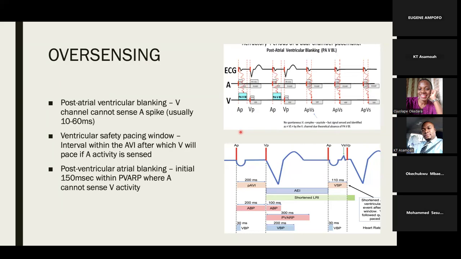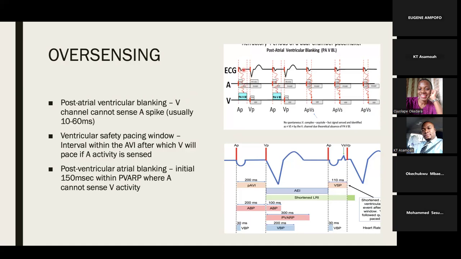To address that, there are other timing cycles that can be put in, and you can put in the post-atrial ventricular blanking so that there's a period where the ventricle is blind after atrial activity. So when there's this atrial activity, because it's occurring within the post-atrial ventricular blanking period, the ventricular lead cannot respond to it because it is blanked out.